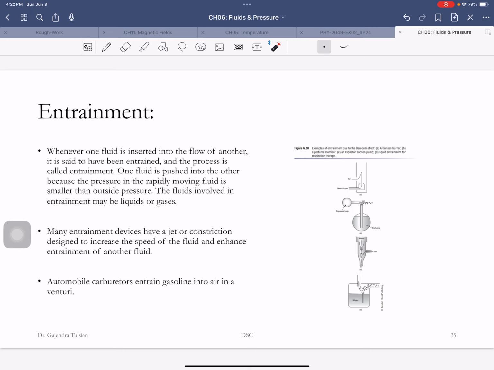All right, so we use entrainment in quite a few applications, whenever one fluid is inserted into the flow of another fluid. Air is inserted into the flow of natural gas, perfume is inserted into the flow of air. One fluid is pushed into the other because the pressure in the rapidly moving fluid is smaller than the outside pressure. The fluids involved in entrainment may be liquids or gases. Many entrainment devices have a jet or constriction designed to increase the speed of fluid and enhance entrainment of another fluid. Automobile carburetors entrain gasoline into air in a venturi.